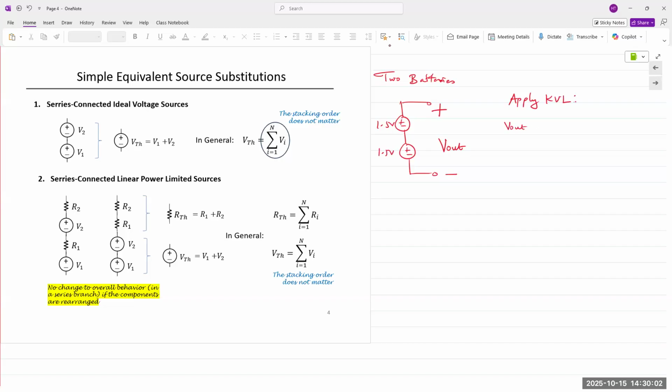So V out is going to be 1.5 plus 1.5. Therefore, V out is 3 volts. So if you have 2 voltage sources connected in series, the Thevenin voltage is the sum of both voltage sources. Make sense? How about now?